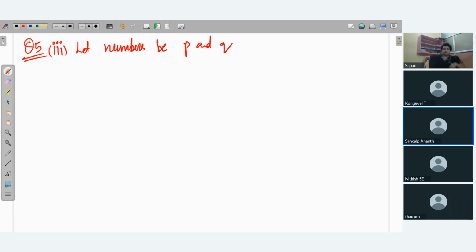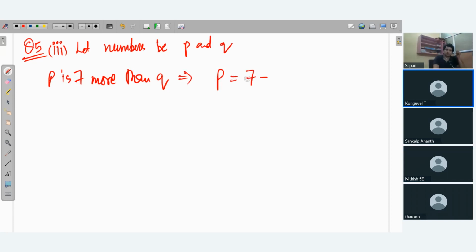P plus 7 is equal to Q. No, sorry. P is 7 more than Q means that when you add 7 to the number Q, you get the number P. P times Q is equal to 18.